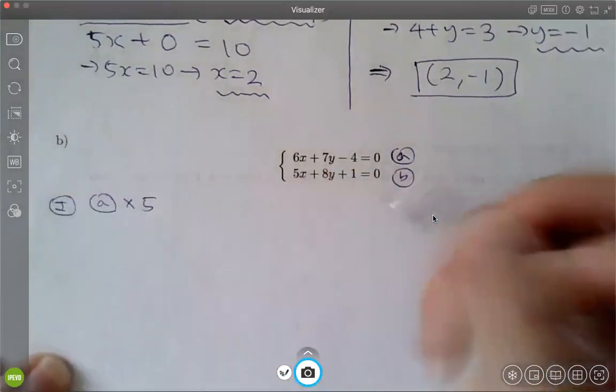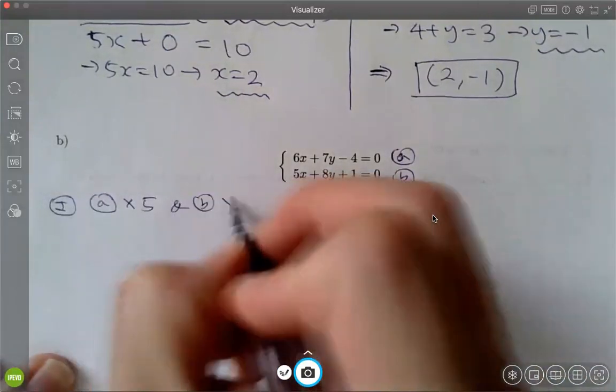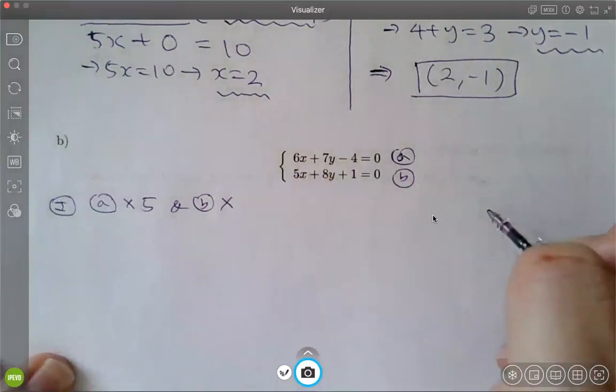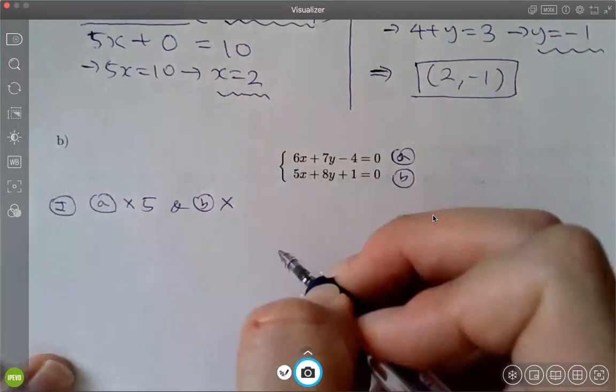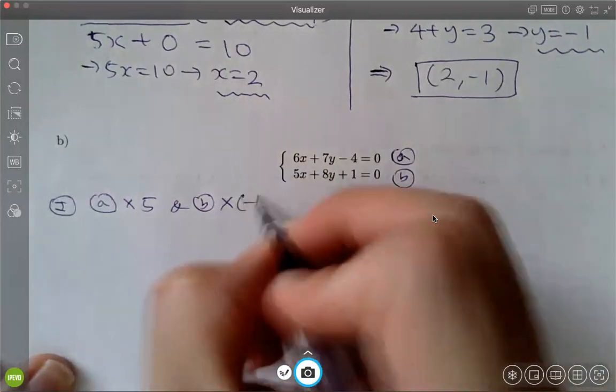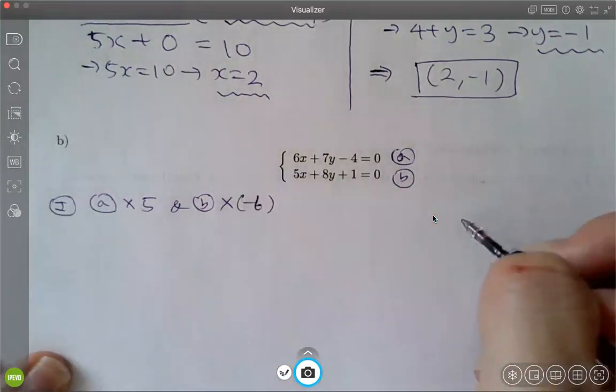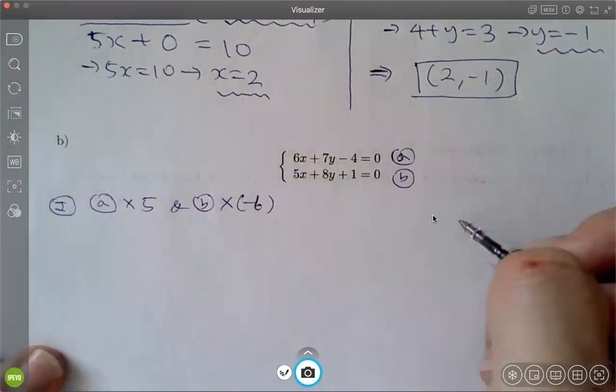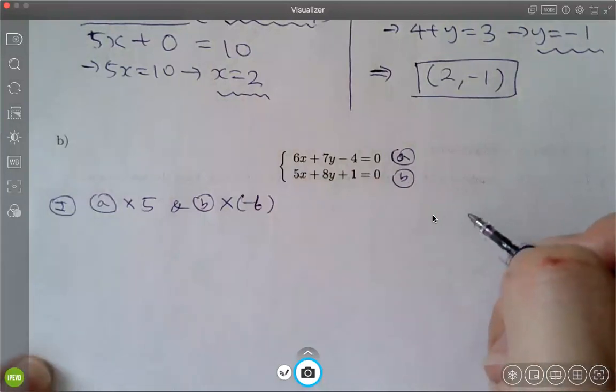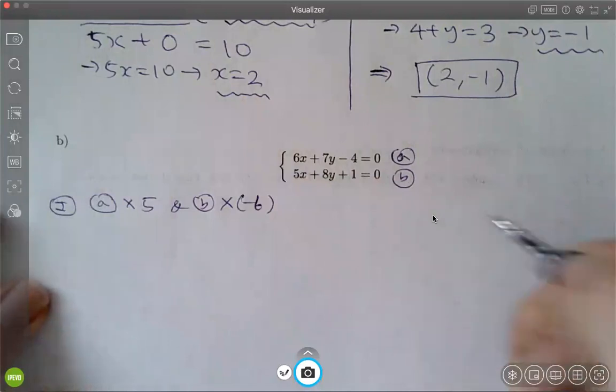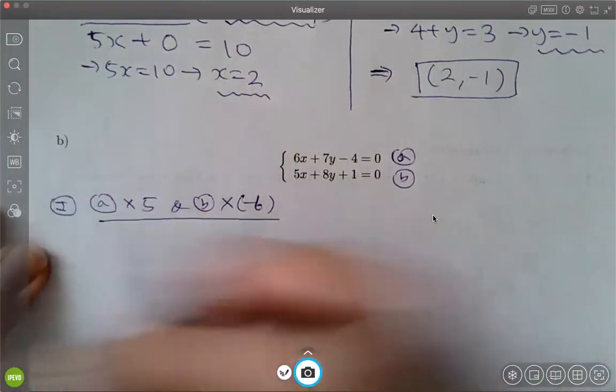And what about the bottom? Times 6. Or times -6. -6? Yeah, -6. Okay. Now I cannot deny your opinion, so you have to choose the right numbers. So A times 5 and B times -6. Now will this do it?